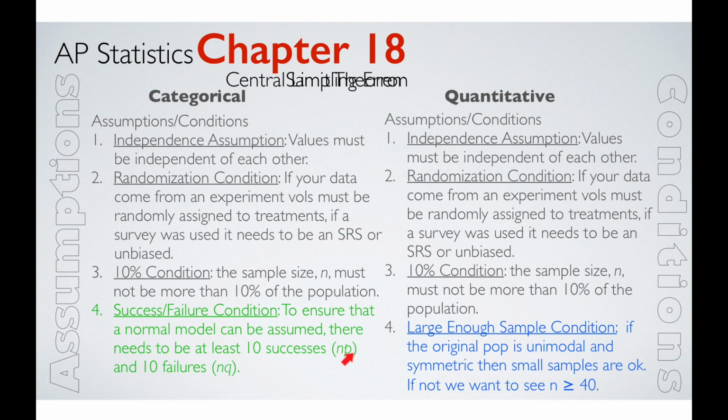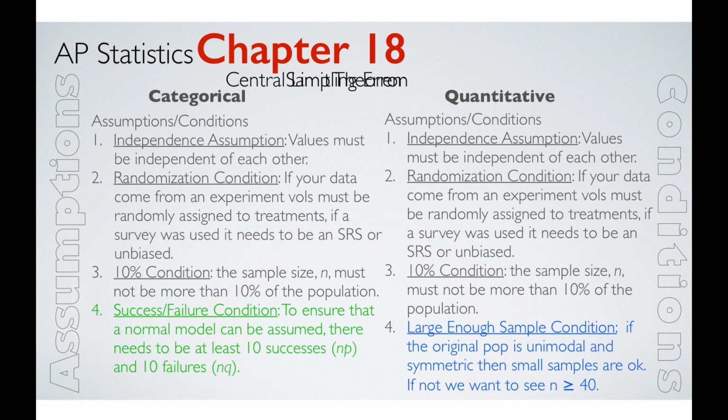If my n times p and n times q are at least 10, both of them, 10 or more, then we can say that the distribution is approximately normal. And that word approximately normal is really important here. I used the word normal here, but I probably should have said approximately normal.